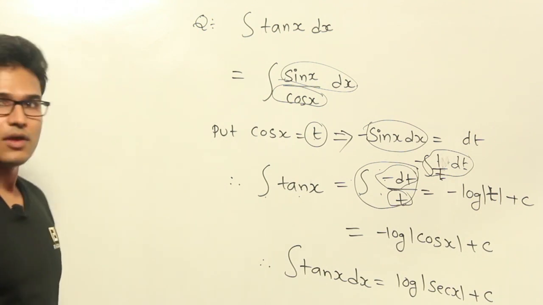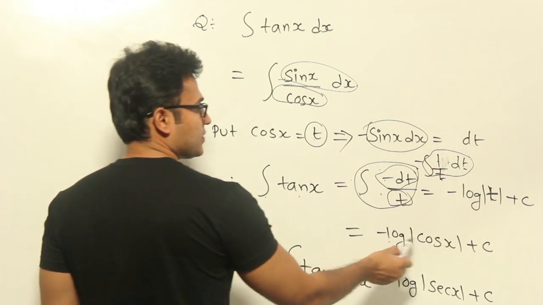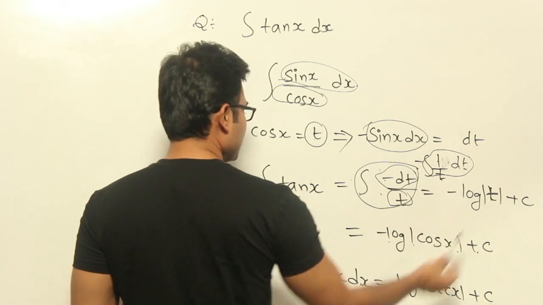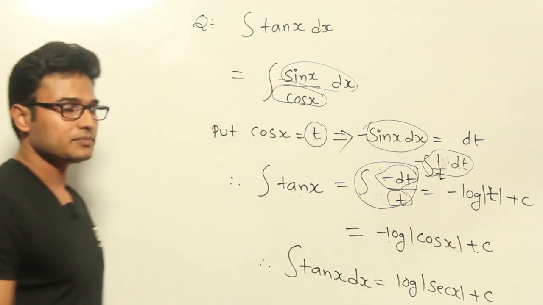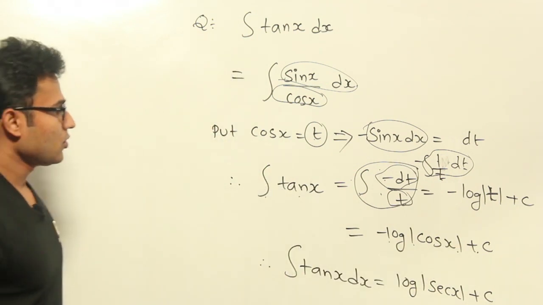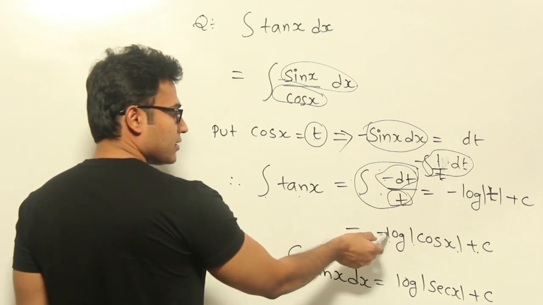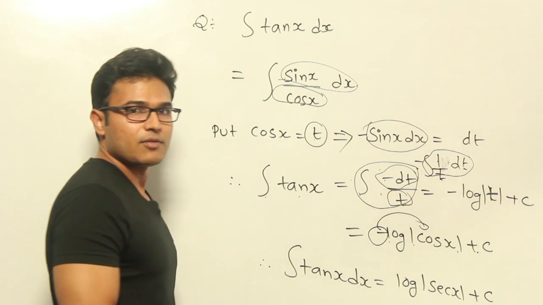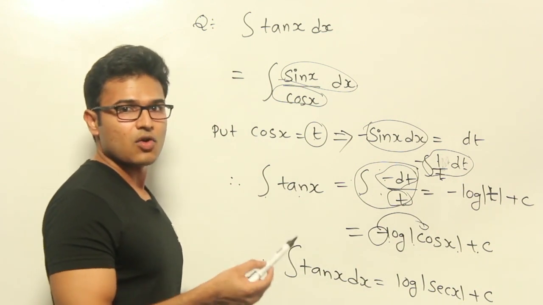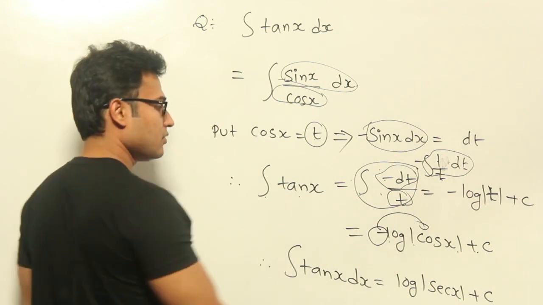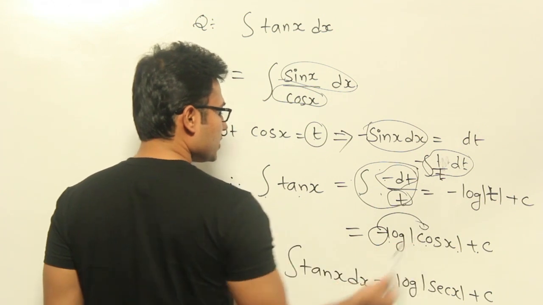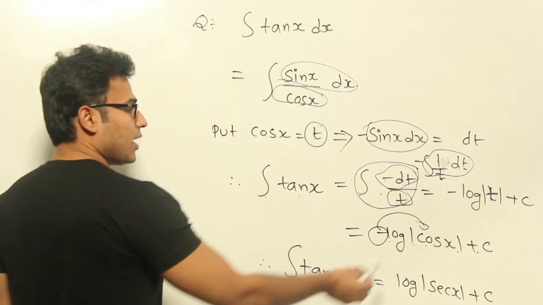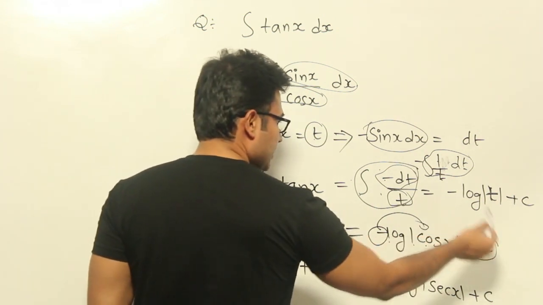Got it? Now it is going to be minus log mod cos x plus c, right? Since you have a minus here, you could take it to this side, and minus log a is nothing but log a power minus 1. That way you can convert this cos x into secant x. Got it? And don't forget to add c.